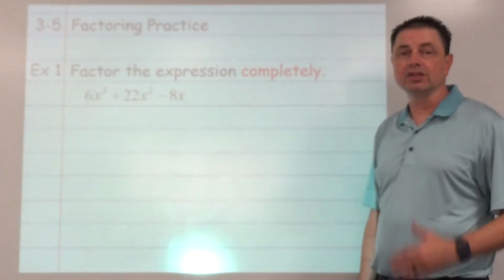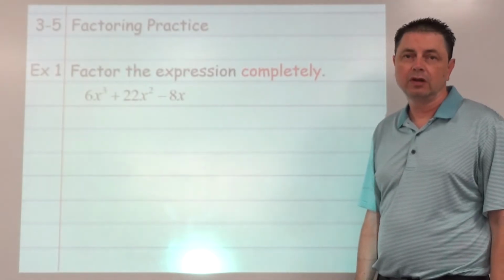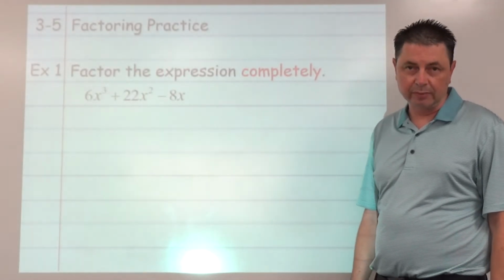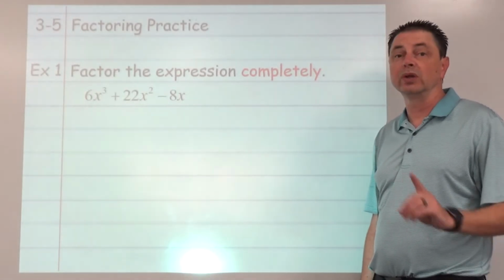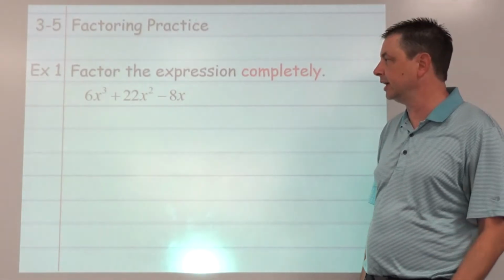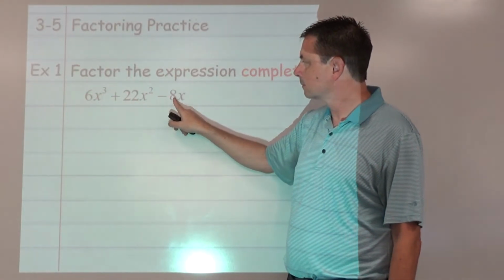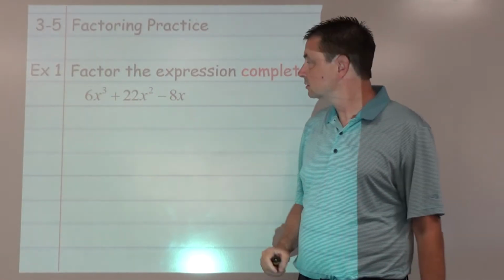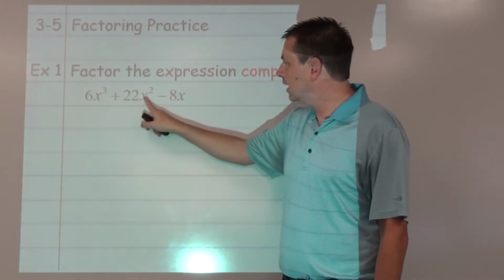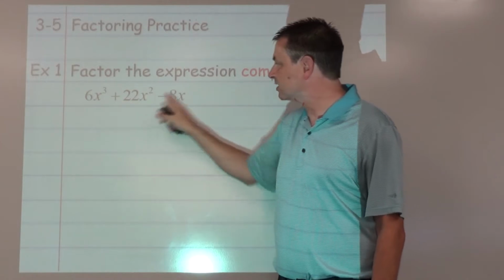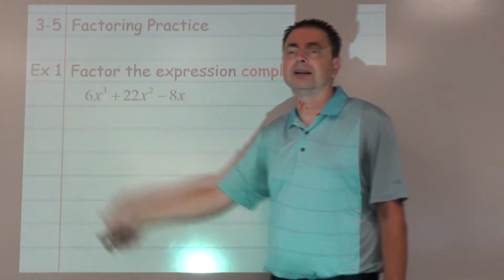So our number one factoring strategy is always GCF. Is there a greatest common factor? If so, let's factor out the greatest common factor. We want the greatest. We want the biggest. So in terms of coefficients, they're all even, so I think we can factor out a 2. And they all have at least x to the first power. So we're factoring out a 2 and factoring out an x.